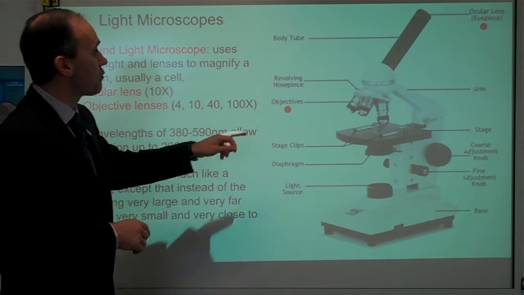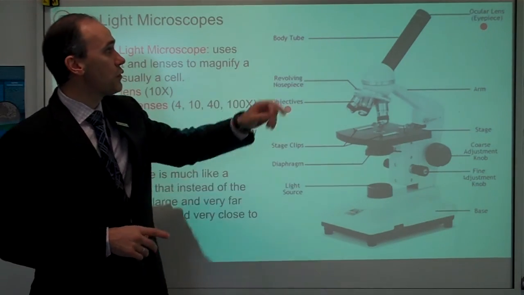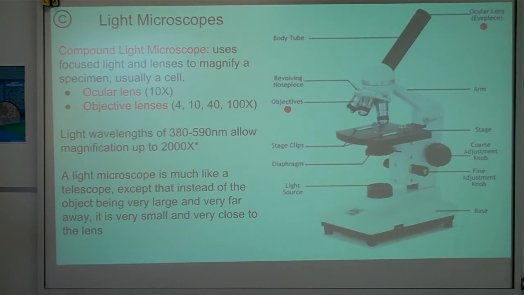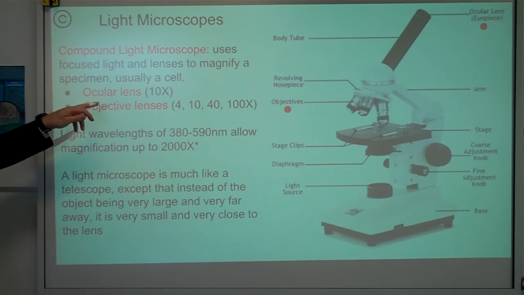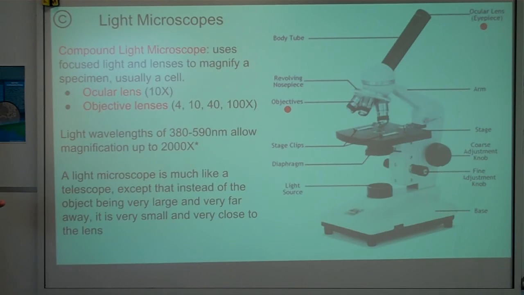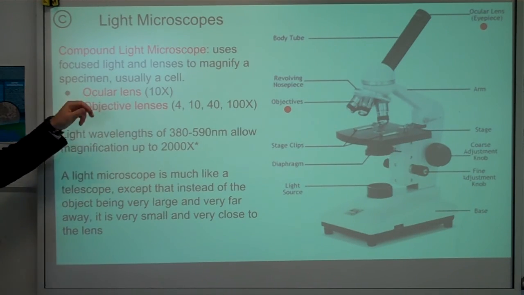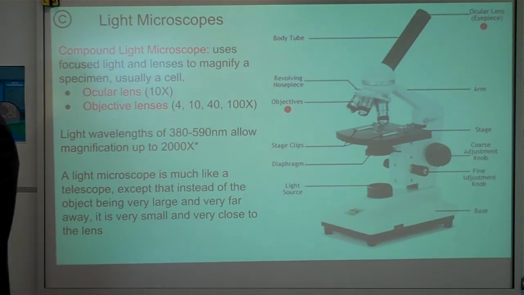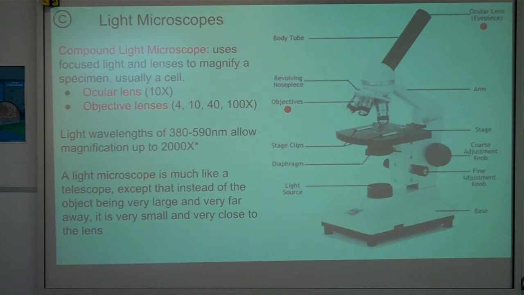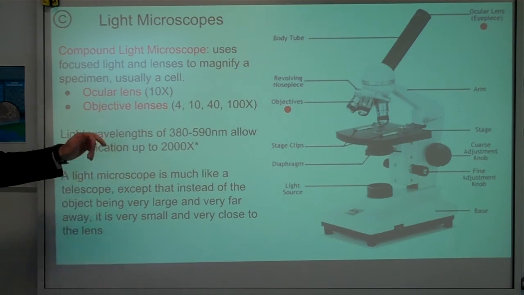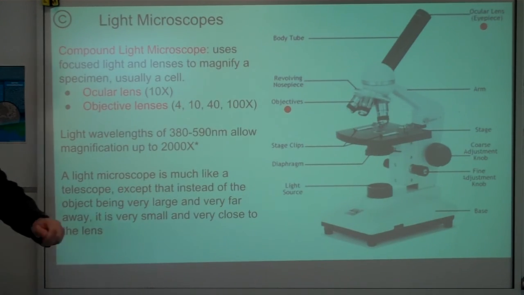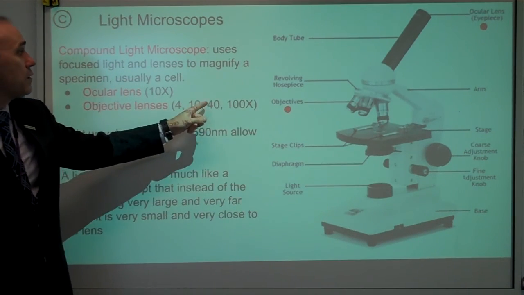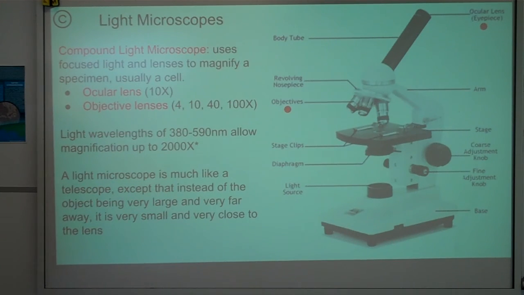I've got other hints here, like the red dots are important, because what's the difference between those two? A compound light microscope, you need to know what that is, uses focused light and lenses to magnify a specimen, usually a cell or cells. An ocular lens, this one over here, has maybe a magnification of 10 times. They can go higher, but it's usually 10 times. The objective lenses, you've seen those are the ones you rotate around. There's your objectives down there. Can be 4, 10, 40 and 100 times. They can go higher, but the microscopes here use 4, 10, 40, 100. You need to take notes. If it's red, it's important.